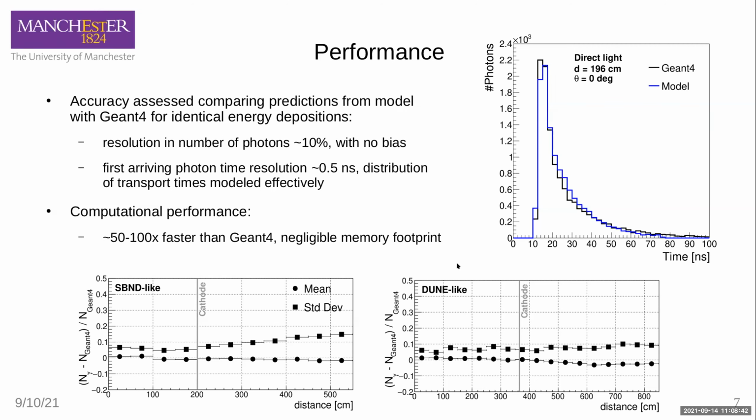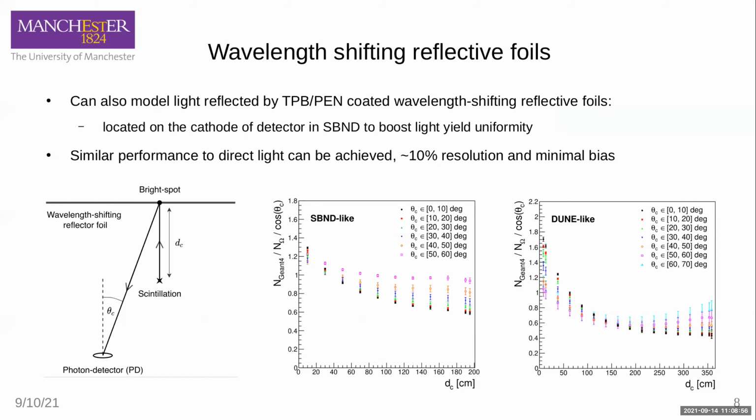In computational terms, the model is significantly faster than Geant4, between 50 and 100 times, depending on the exact configuration. And it has a negligible memory footprint, which means it can be scaled to the size of detectors like DUNE without any problems. The model can also be extended to cover a variety of alternative scenarios.